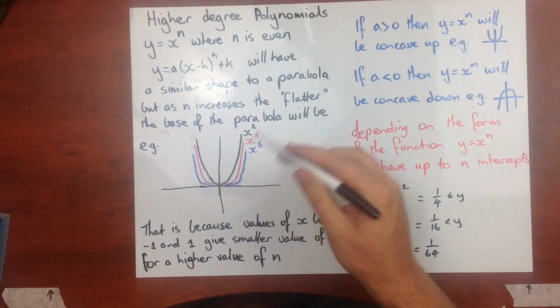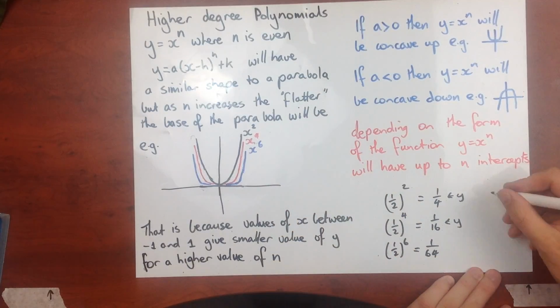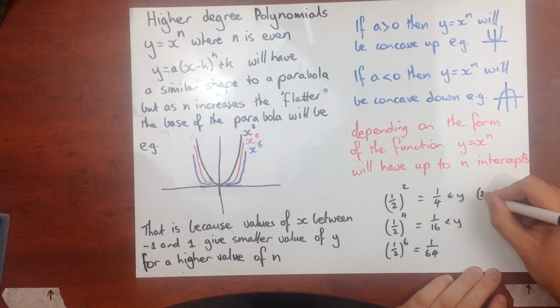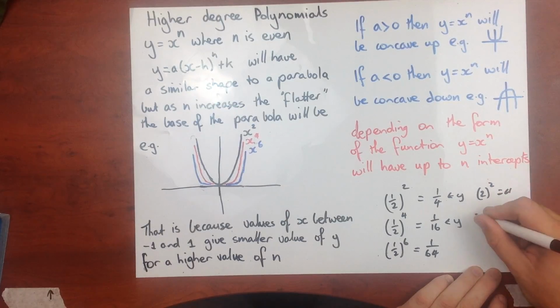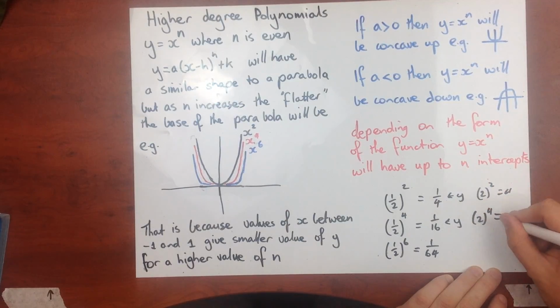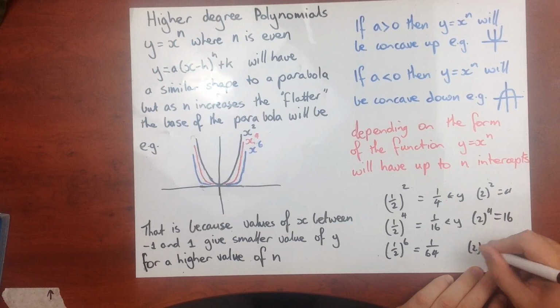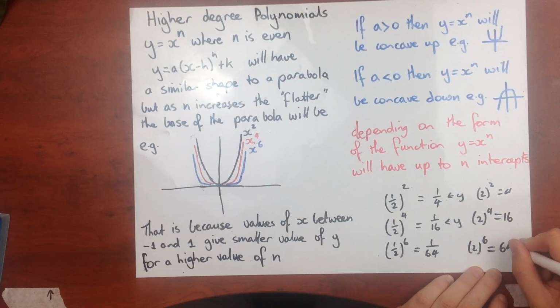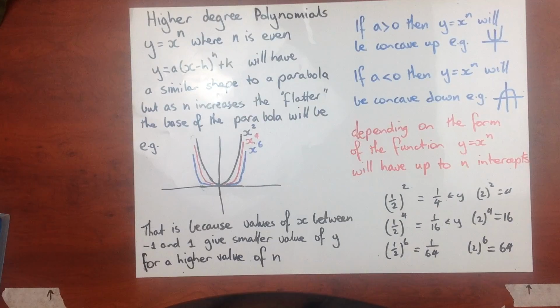But then after 1, it's going to shoot up dramatically because, of course, when we go 2 in there, well, 2 squared is 4, but then, of course, our 2 to the power 4 is 16, and our 2 to the power 6 is 64. Okay, so we're going to jump back up quite quickly.